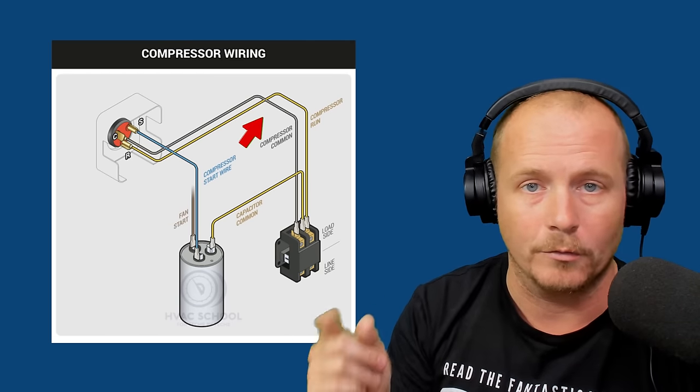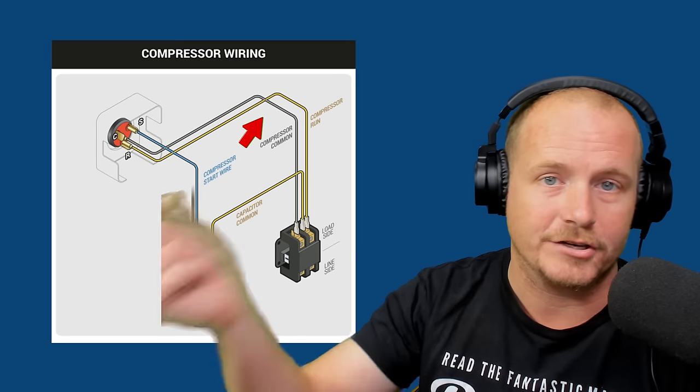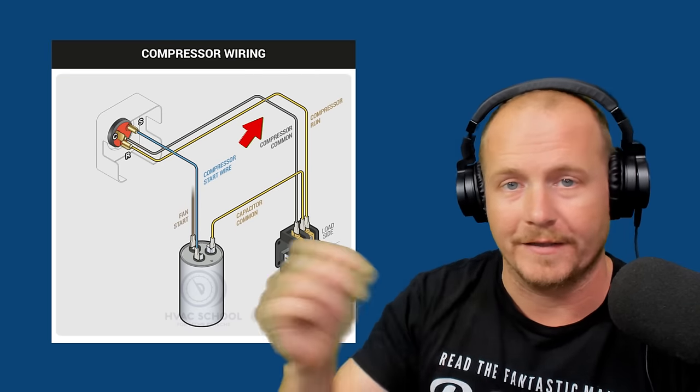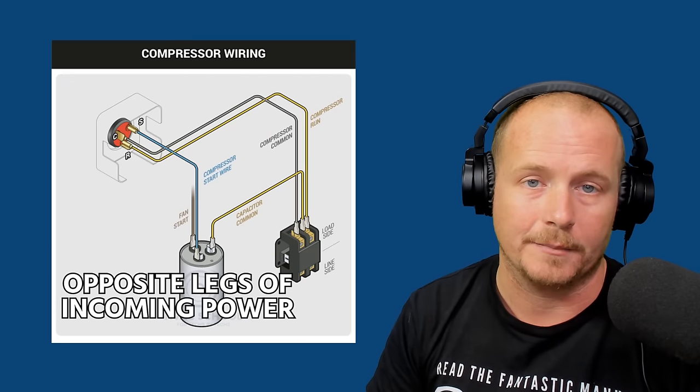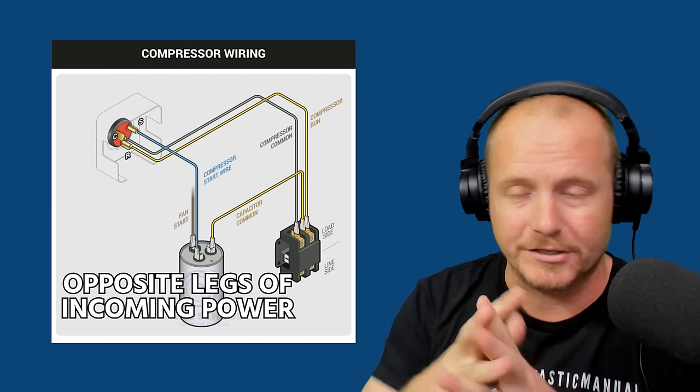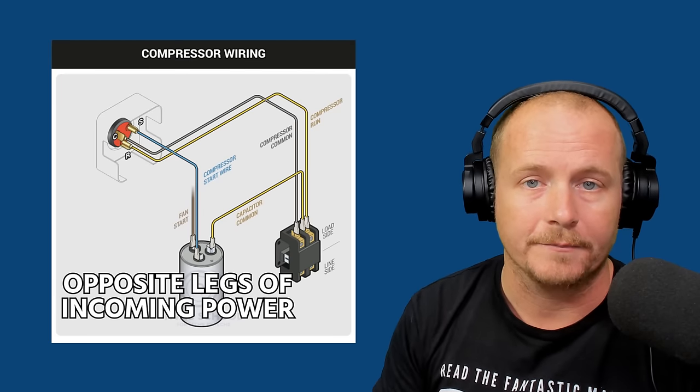And so a lot of people will think, well, it says C on it, that should be C on the compressor and the capacitor, and that is not true. Those are actually opposite legs of incoming power that those connect to. So that's just a quick tip for the field, something to watch out for.